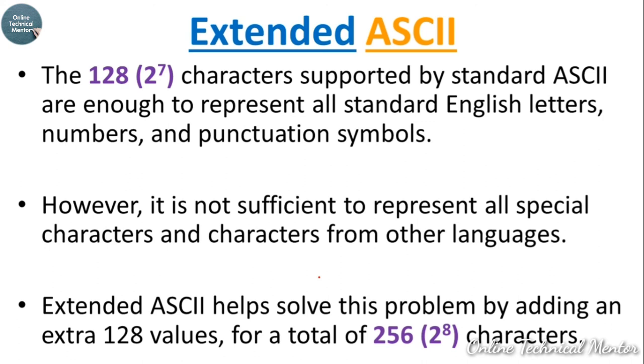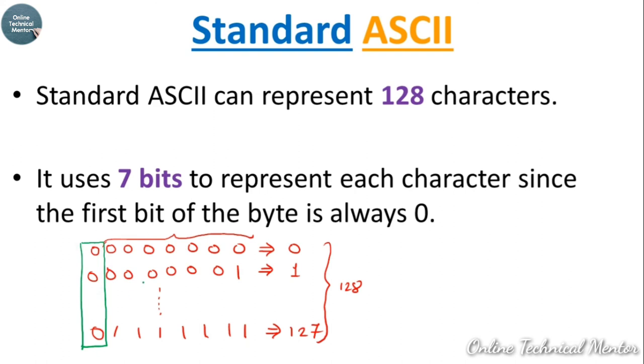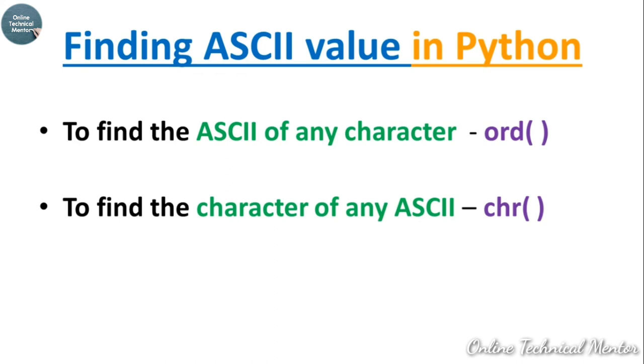Extended ASCII. The 128, that is 2 to the power 7 characters supported by standard ASCII, are enough to represent all standard English letters, numbers and punctuation symbols. However, it is not sufficient to represent all special characters and characters from other languages. Extended ASCII helps to solve this problem by adding an extra 128 values for a total of 256, 2 to the power 8 characters. If we include one more bit with our 7-bit ASCII, it will become 8-bit ASCII, and it is called extended ASCII. So by considering all 8 bits, you will get 2 to the power 8, that is 256 ASCII values, which will range from 0 to 255.